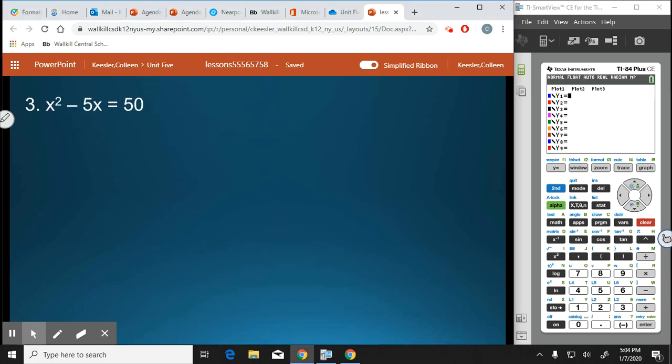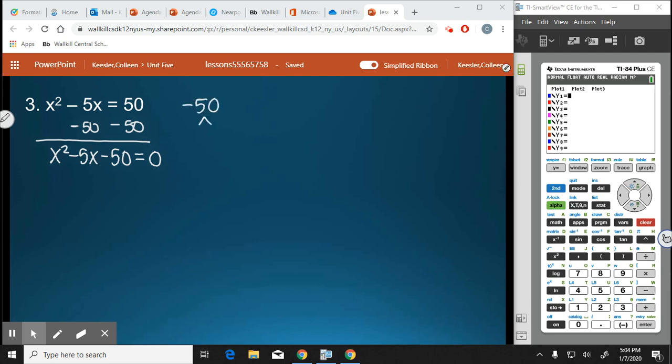Number 3, we have x squared minus 5x equals 50. So again, we start by setting it equal to 0. We get x squared minus 5x minus 50 equals 0. That's a trinomial that we need to factor by grouping. So we have a product of negative 50. And the factors that would give us negative 5 are negative 10 and 5, because negative 10 plus 5 is negative 5. So we can do x squared minus 10x plus 5x minus 50 equals 0.